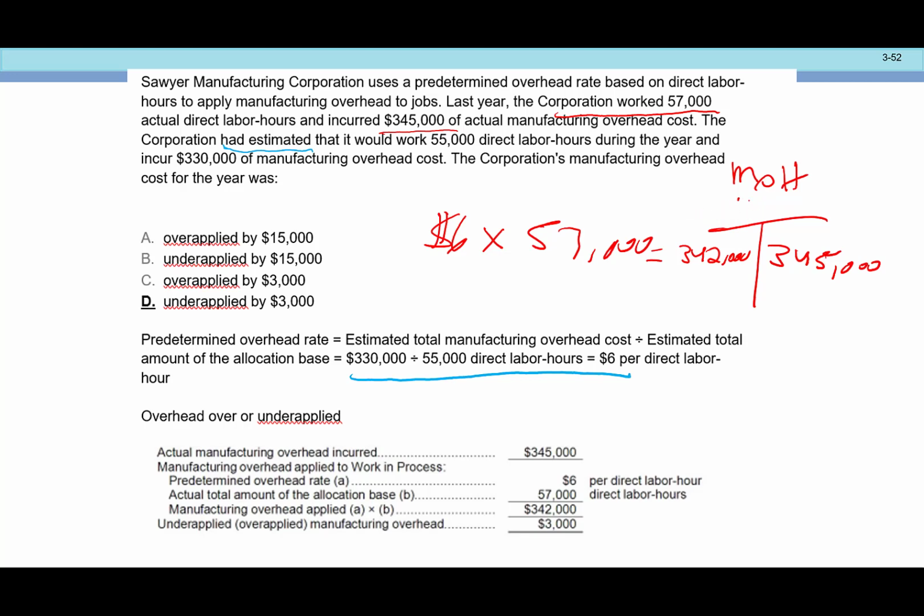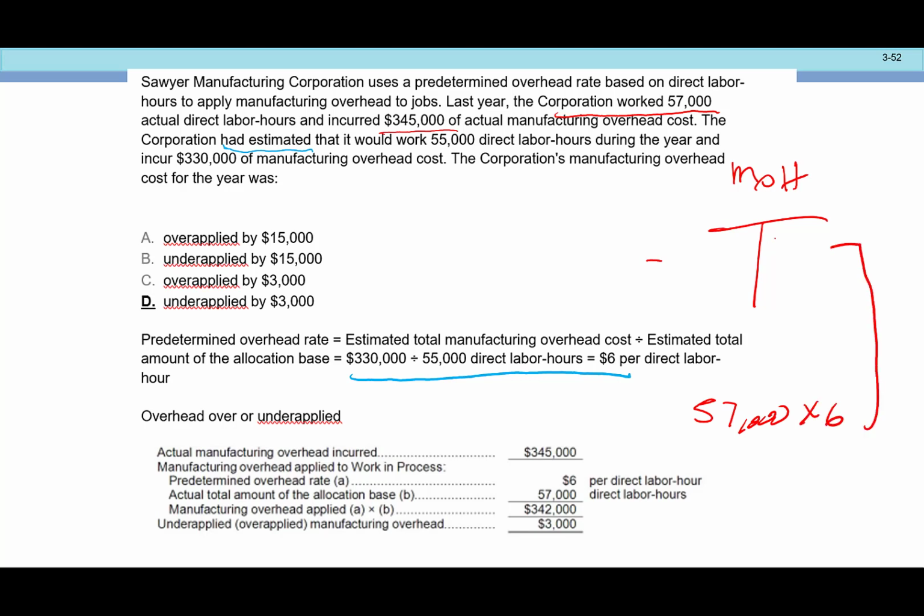Yeah, I'm sorry. I put the numbers in the right place. Oh, no, I got it backwards, didn't I? Sorry, I got all excited when I thought I was efficient in the way I wrote this. 57,000 times the actual times the 6. Sorry about that. It needs to go to the applied side, the credit side, because I would apply it and debit it to work in process. So that's going to be 342. And then the problem tells me the actual on the debit side is 345. Sorry, guys. I got all excited when I wrote that, and I thought I could get it to go straight into the T account.